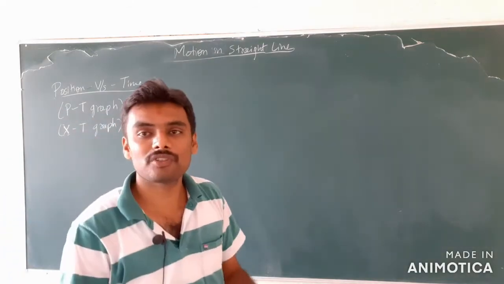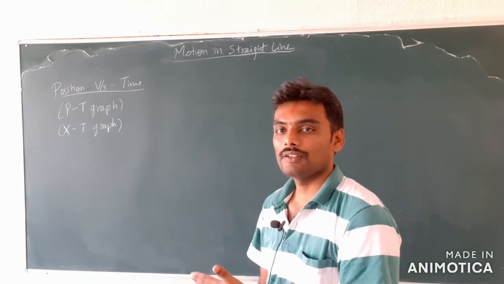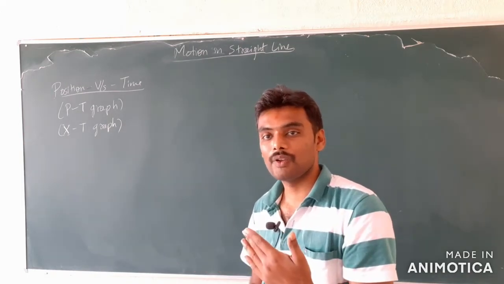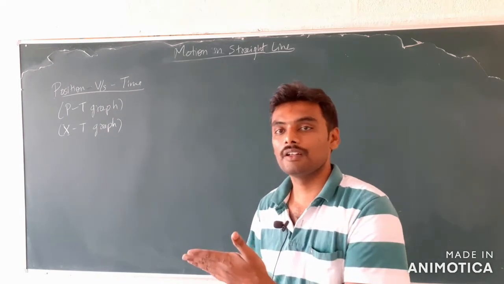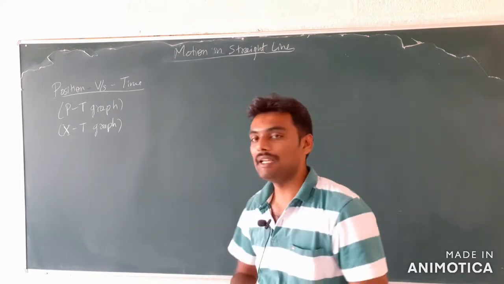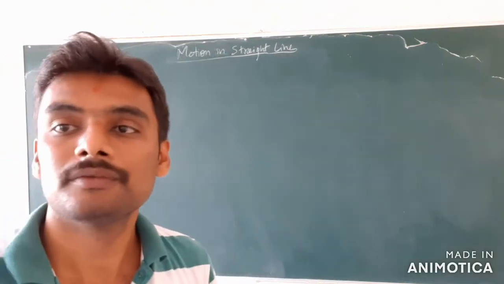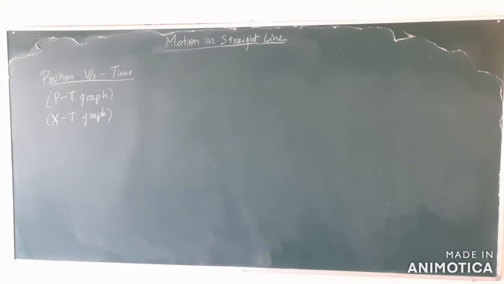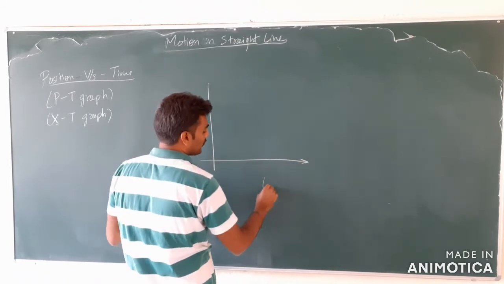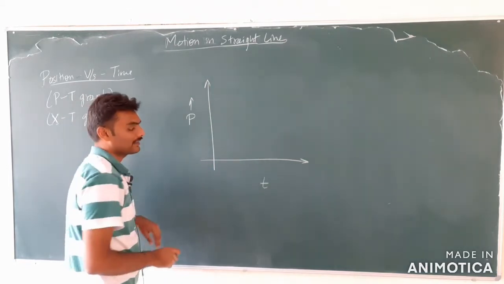So, what is position versus time graph, PT graph? When we represent position of the body along y axis, and time taken by the body along x axis, then the graph that we obtain is called PT graph or position time graph. Okay, let us see in detail about the graph now. So, as I said, we are going to put a graph with time along x axis and position of the body along y axis.